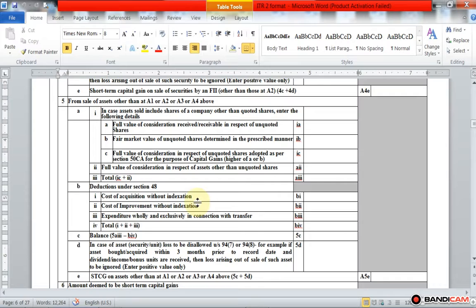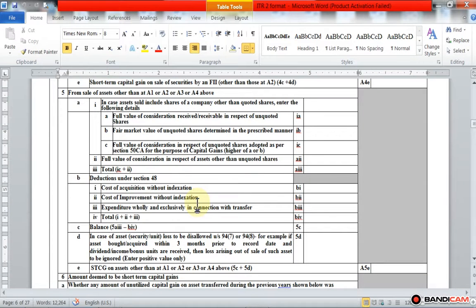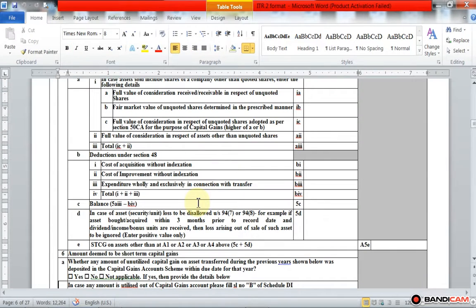then full consideration in respect of unquoted shares under section 50CA, then full consideration in respect of assets other than unquoted shares. Then we make a total, 1C plus column number 2. Here column number 2 means this column, full consideration. So here we get an amount, and with the 1C amount, we make the total, and that is called total.